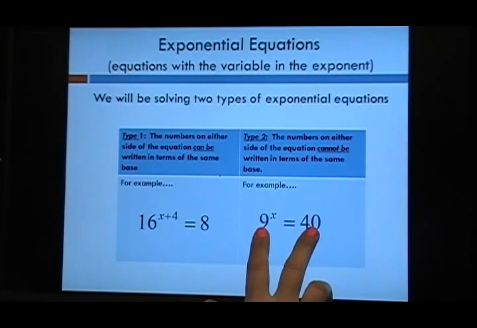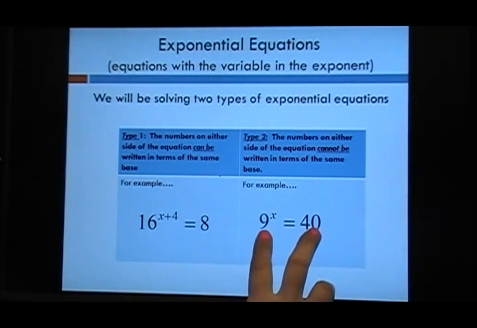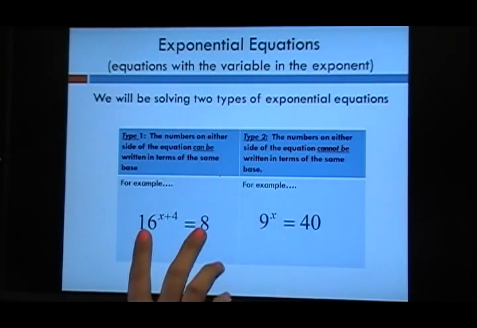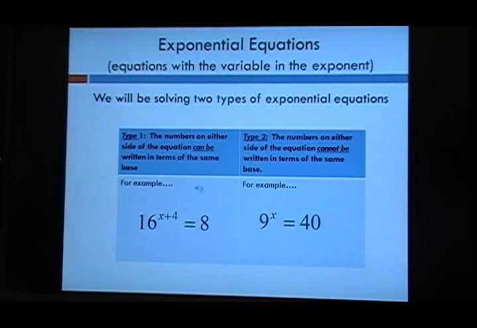This equation, 9 to the x equals 40: 9 and 40 are not both powers of the same number. 9 is 3 squared, but 40 isn't a power of anything. So here, I'm not going to be able to write both sides in terms of the same base, which means I'm going to have to do something else to be able to solve. So this first type is going to be review, and this second type is going to be new for us today. Okay, so let's go through these.